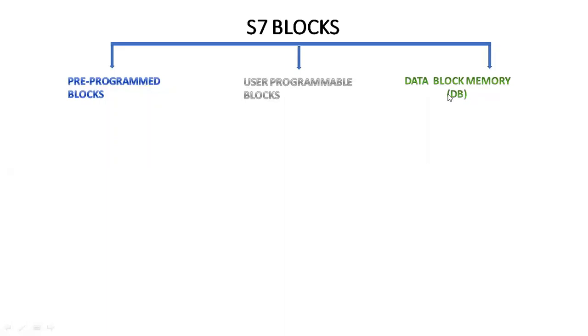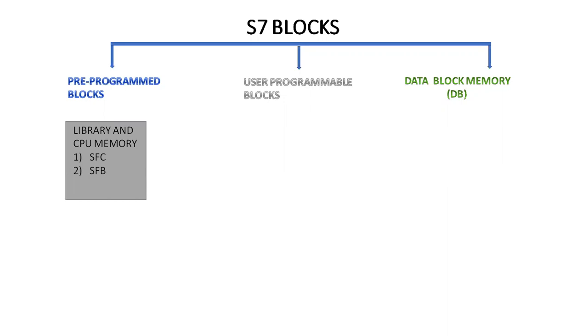This is additional memory, data block memory. So the pre-programmed blocks are available in your library and CPU memory, and are also known as SFC and SFB blocks. SFC stands for system function and SFB stands for system function blocks. These are predefined blocks for additional or special functions where you need to do a lot of calculations or formulas.